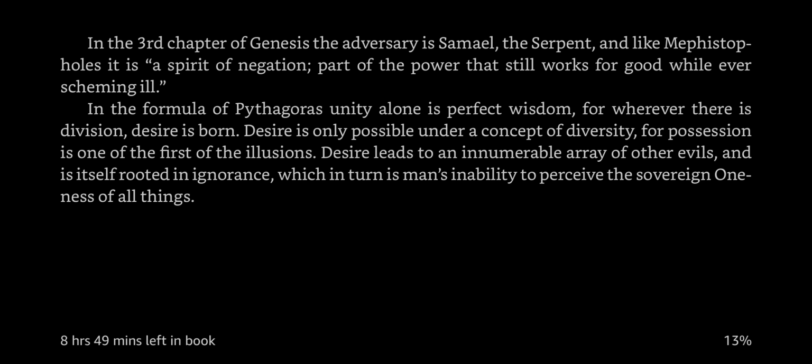In the formula of Pythagoras, unity alone is perfect wisdom, for whenever there is division, desire is born. Desire is only possible under a concept of diversity, for possession is one of the first of the illusions. Desire leads to an innumerable array of other evils, and is itself rooted in ignorance, which in turn is man's inability to perceive the sovereign oneness of all things.